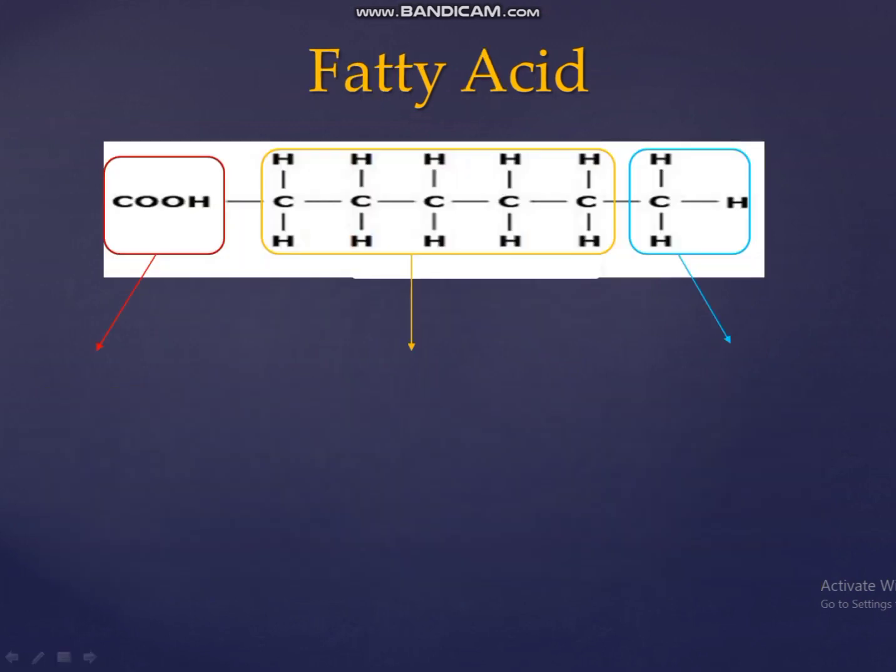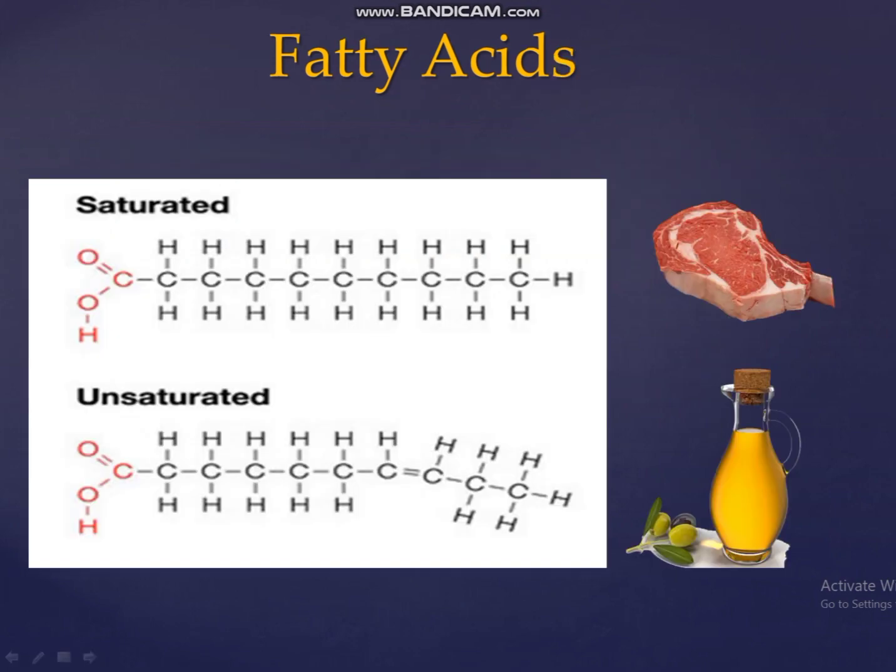Back to fatty acids. A fatty acid is composed of 3 parts: a hydrocarbon chain, a methyl group at one end, and an acid group at the other end. Fatty acids could be saturated or unsaturated, depending on the bond between carbons in the hydrocarbon chain. For clarification, single bonds give saturated fatty acids and double bonds give unsaturated fatty acids. Animals have saturated ones, and vegetable oils have 1 or more double bonds, so they are unsaturated.